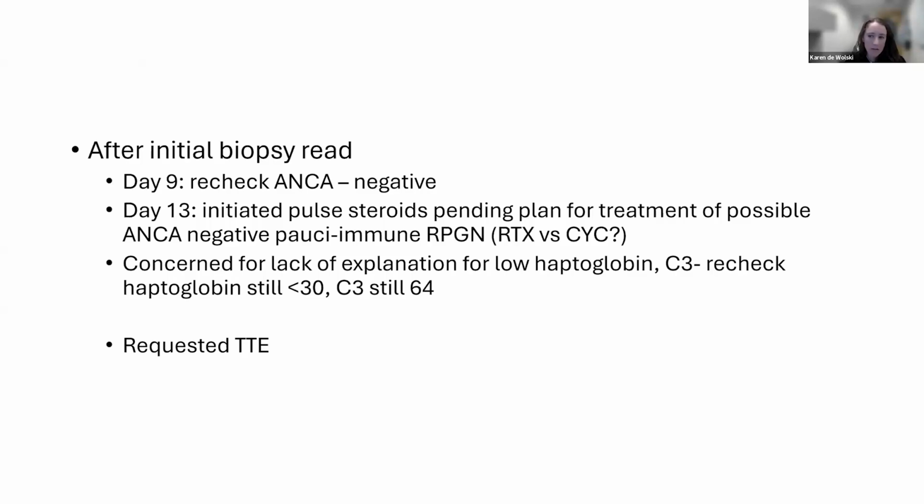And he didn't actually have a lot of cocaine exposure in his history, although I think that's obviously open to interpretation. But there was a lack of explanation for his low haptoglobin, and he had a persistently low C3 checked multiple times, and I was concerned just with his general clinical appearance that he could have some kind of underlying infection. He also had a bit of persistent mild thrombocytopenia, which we also didn't have an explanation for. So we requested a TTE before committing him to long-term immune suppression to rule out an endocarditis.